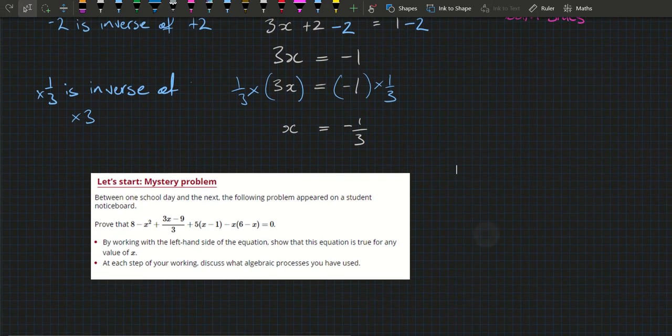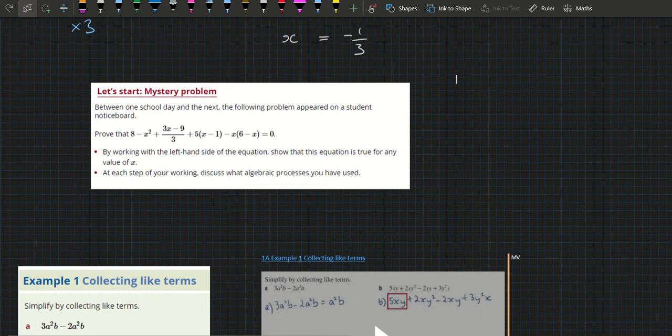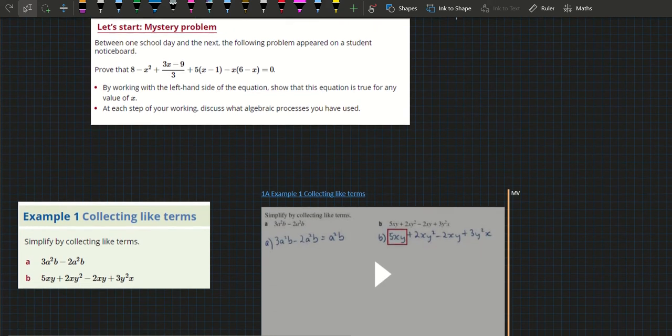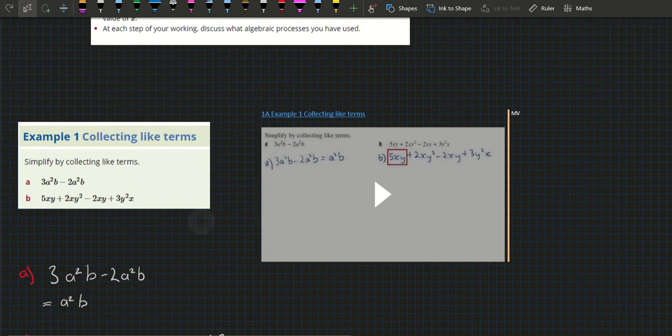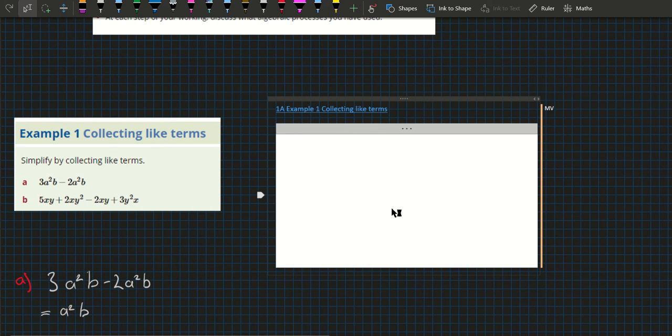We're taking a bit of time here, so I'm going to try and speed up. This mystery problem will be on the board for our first class, and I'm going to get you guys to have a go at it. When you look through this OneNote, the videos are here. If you were to click on this, the video will start playing.